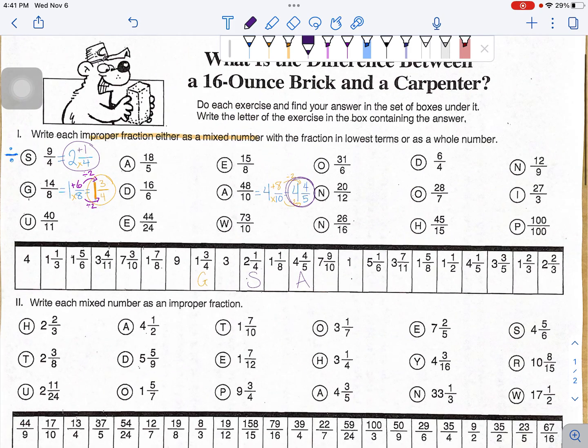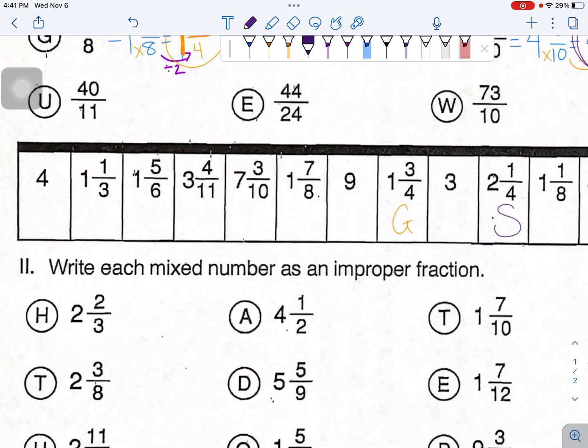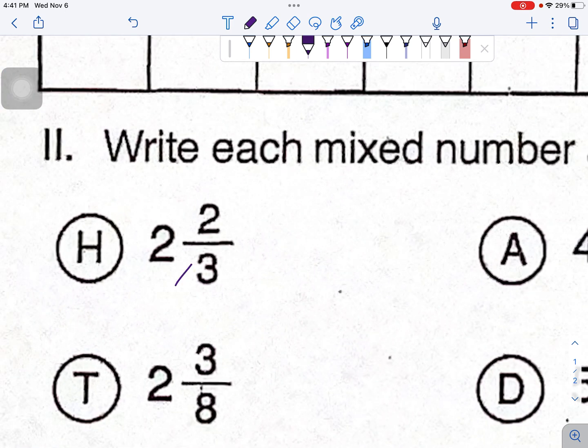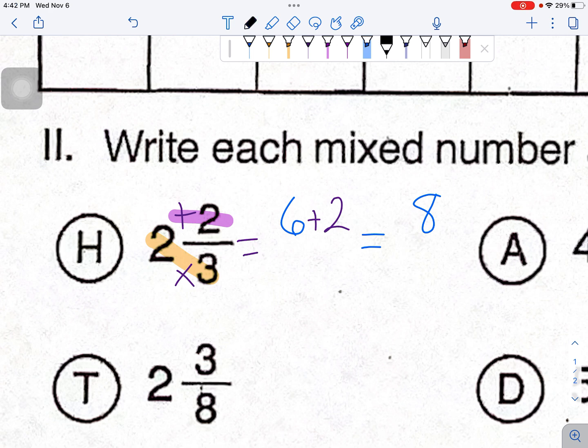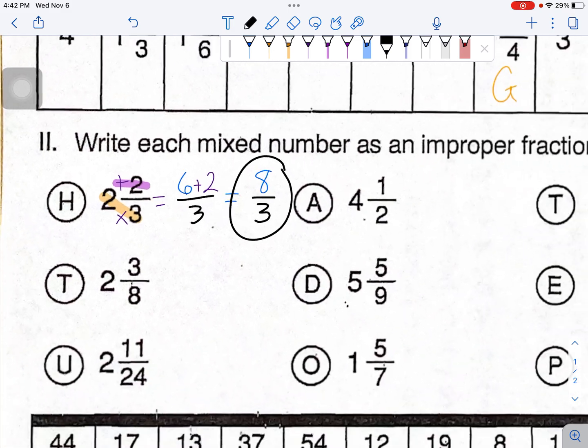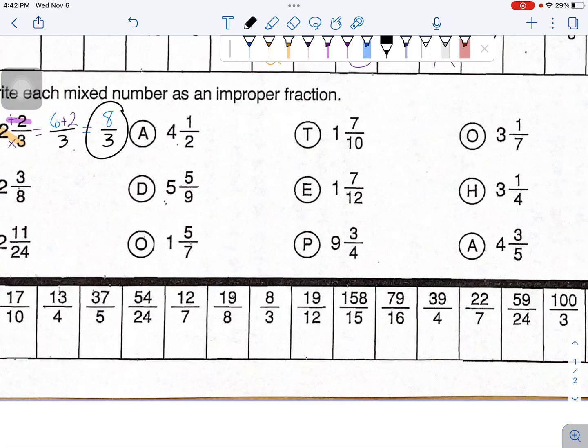Down on the bottom, again, these are the ones that kids are typically pretty good at. Looking at H, you're going to put in your times and your plus. First we do 2 times 3. 2 times 3 is 6. And then we add 2 plus 2. That gives us a total of 8. And the denominators don't change, 3. So that's 8/3. So for H, for 8/3, we're going to match them.